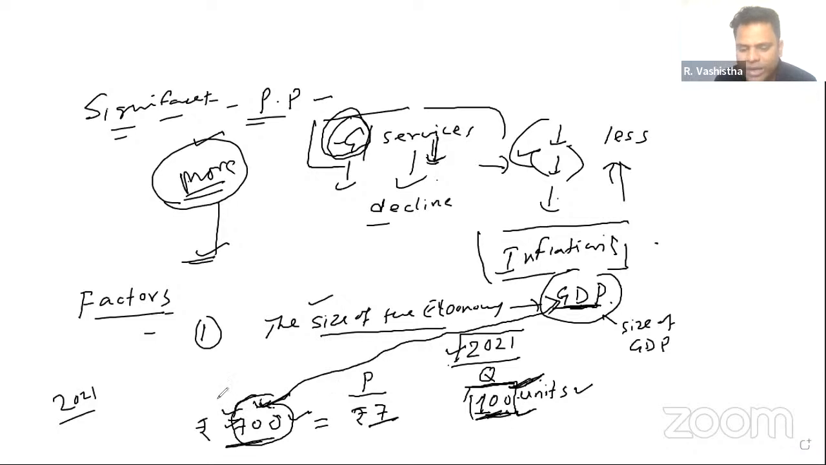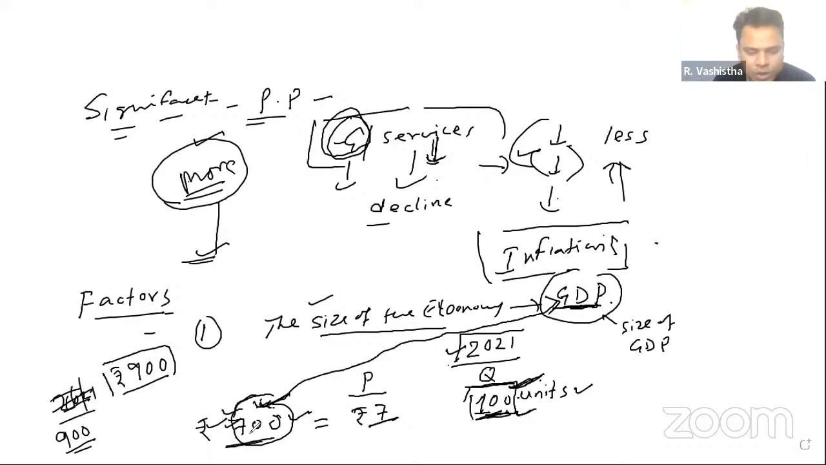Now, what happens if RBI prints more than that? Let's suppose the requirement this year is 700 rupees, but RBI prints 900 rupees, more than the size of GDP. So what happens? Ultimately, all this money will enter into the economy, will come into the hands of the people of India, right? When RBI prints money, ultimately this comes into the hands of the people of India somehow, right? So now people will have 900 rupees.